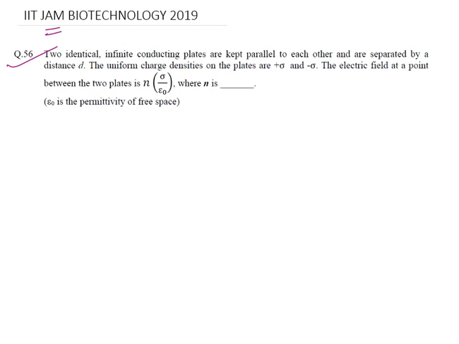And this is question number 56 from section 3. That means it is a numerical answer type question, and in this type of question, we need to find a numerical value as an answer. So let's get into the problem.